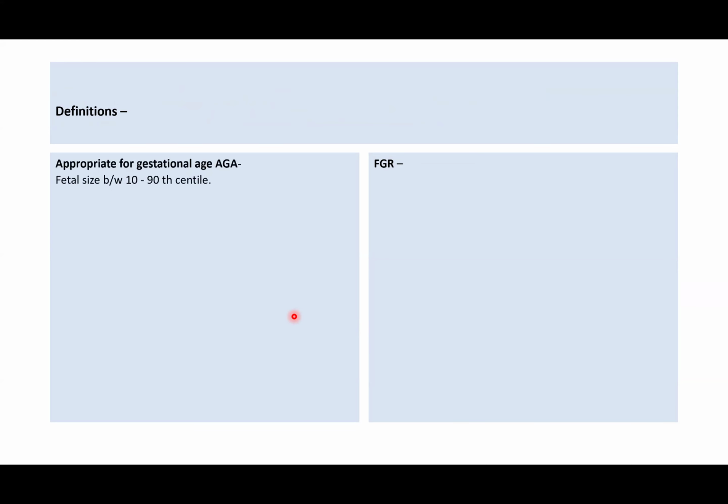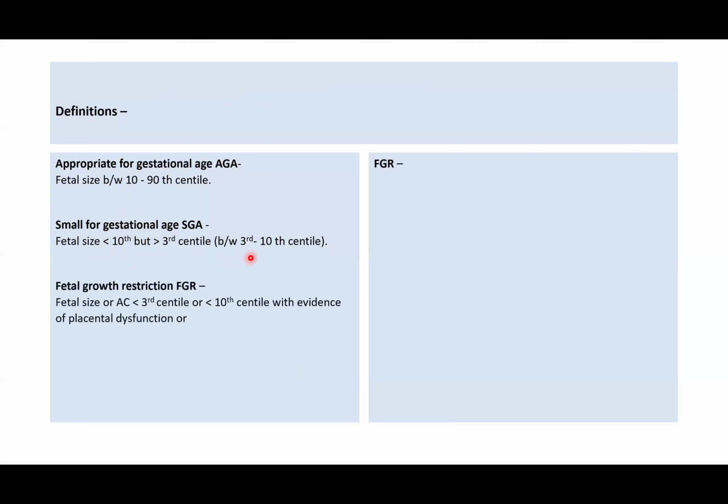What is appropriate for gestational age fetus? Where the fetal size is between 10th and 90th centile. What about small for gestational age fetus? Where the fetal size is less than 10th but more than 3rd centile. That is, fetal size is between 3rd and 10th centile. What about fetal growth restriction?